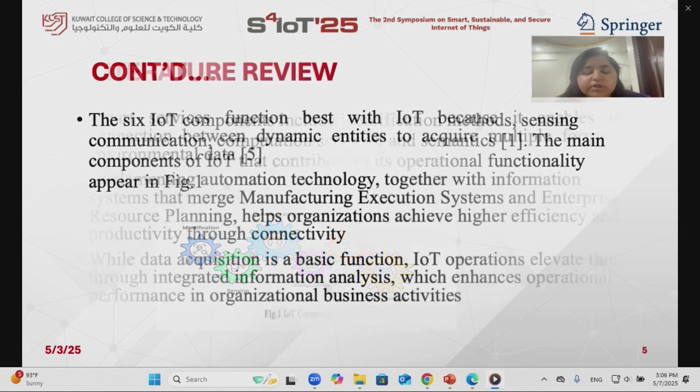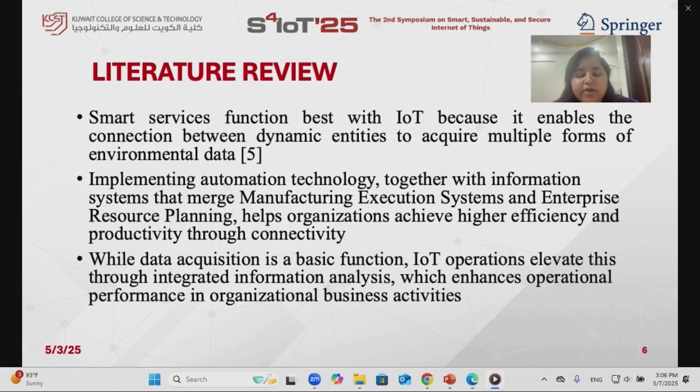The next slide shows the literature review. Basically, in the literature review, smart devices function best with the IoT because it enables the connection between dynamic entities to acquire multiple forms of environmental data, and implements automation technology together with the information system that merges with the manufacturing execution system and enterprise resource planning, that is ERP, which helps the organization achieve higher accuracy and productivity through connectivity.